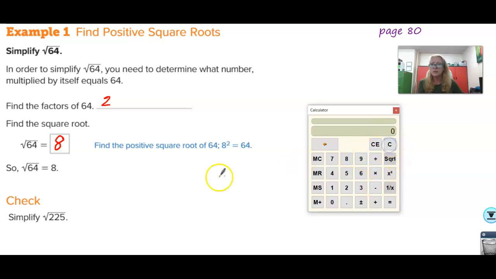So let's do this problem down here, 225. Put the number in first and hit the square root button. So the square root of 225 is 15. Did it ask me for both the positive and the negative one? No, it just asked me to find the square root. It'll be specific if it wants both.